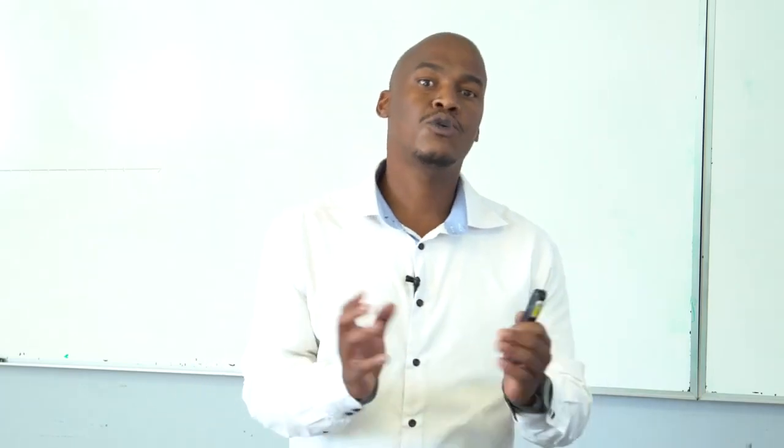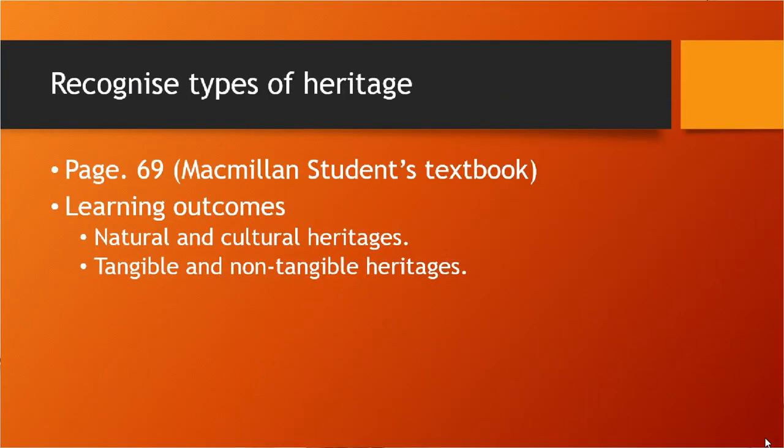The first module that we're going to look at is module 7, which talks about recognizing the different types of heritage. And in this module, if you can check, we are on page 69 of your Macmillan student textbook. In this module, we're going to be looking at 2 major learning outcomes, which is the comparison between natural and cultural heritage, and secondly, the comparison between tangible and non-tangible or intangible heritage.